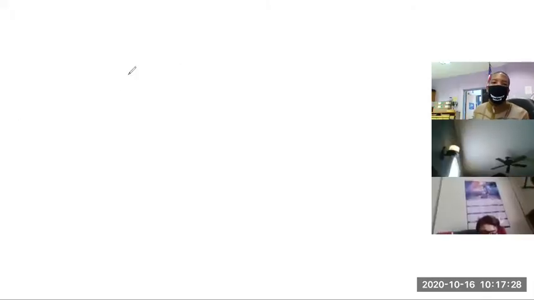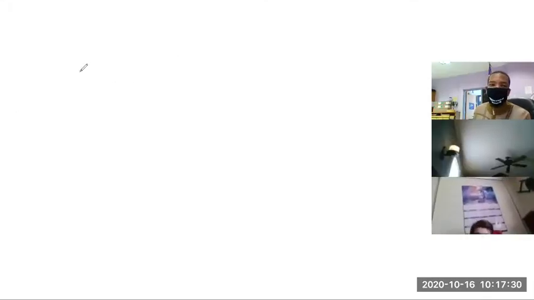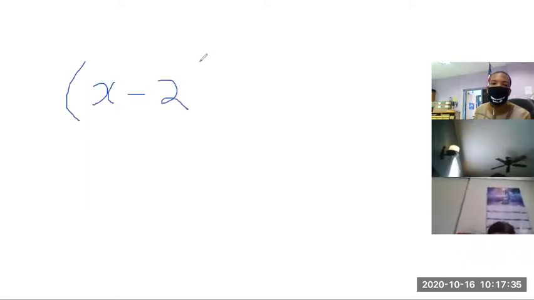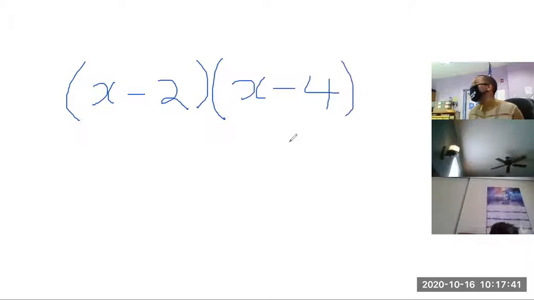All right, so we're going to look at just multiplying some polynomials. Let's start with the question x minus 2 times x minus 4. All right, we already know when we're doing these things, we got to distribute each term in one section to the terms in the other section.